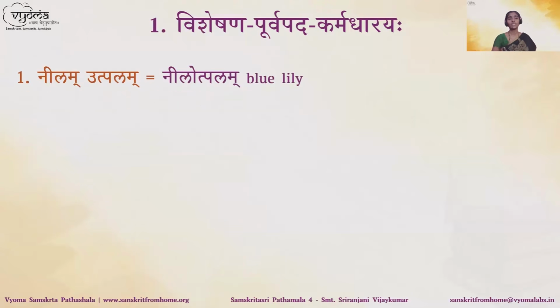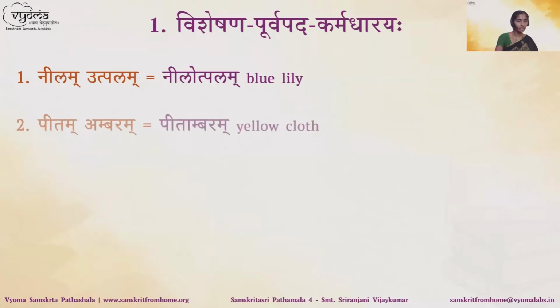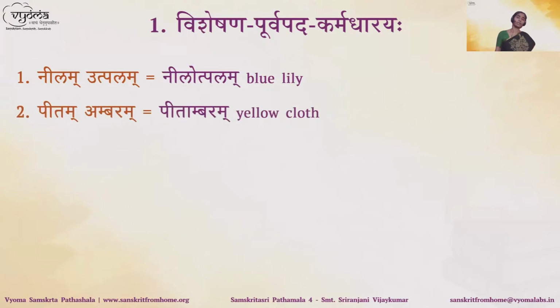So the first one, visheshana purva pada karmadharaya. You will have the visheshana word as the purva pada. So neelam utpalam, visheshanam is neelam, visheshya is utpalam. So you take neela plus utpala. Take both the pratipadikas, do the sandhi. Nilotpalam. Nilotpalam will be the samastapada. I have also given you the meanings on the right. So blue lily. Pitam ambaram. So pitambaram. Again savarna dirgha. Pitambaram. A yellow cloth.